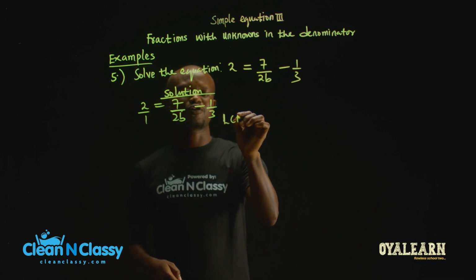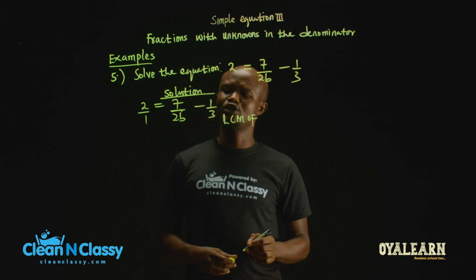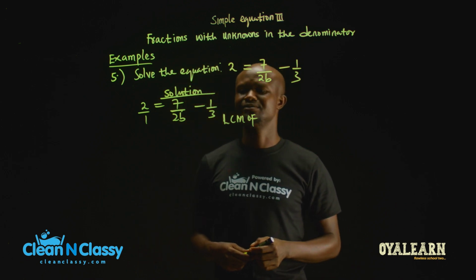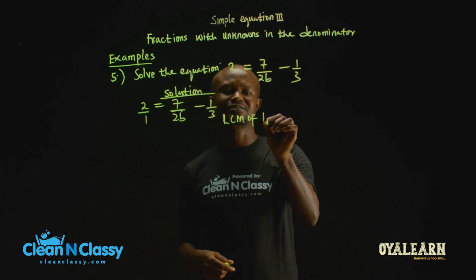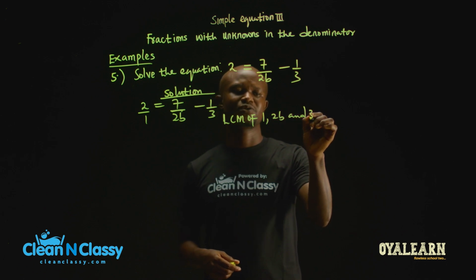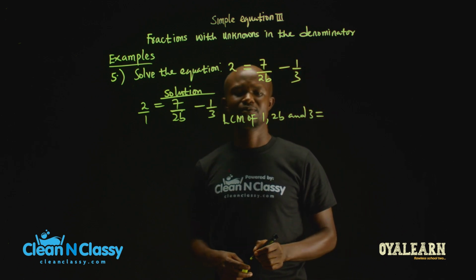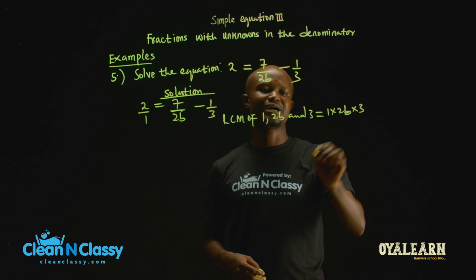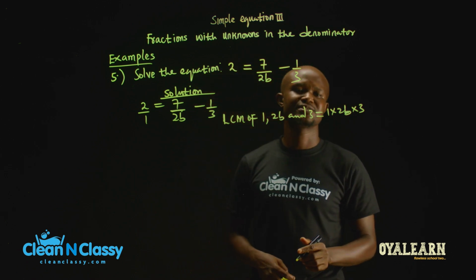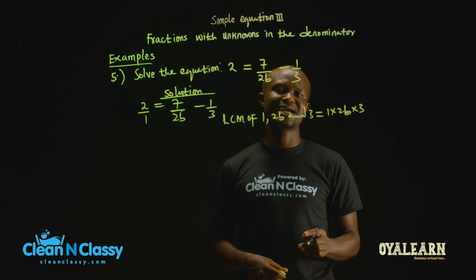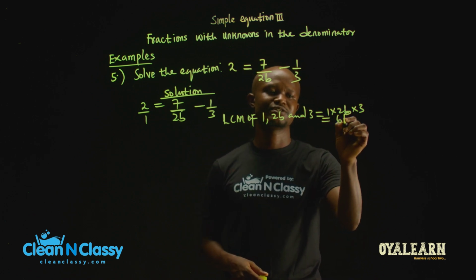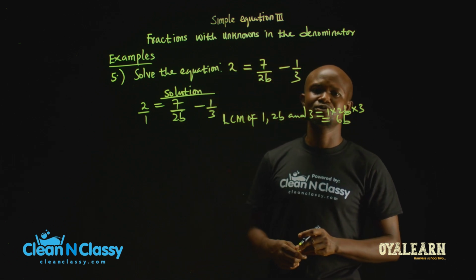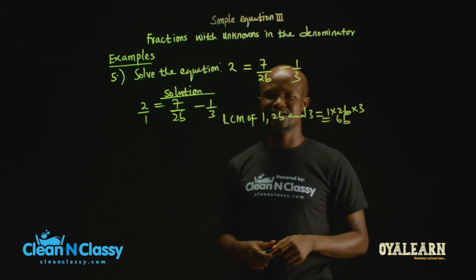So the LCM of the denominators. The denominators are 1, 2b, and 3. The LCM of 1, 2b, and 3 will be equal to 1 times 2b times 3. And this will give us what? 2b times 1 gives us 2b. Then times 3 will give us 6b, while we're having the product of 1, 2b, and 3 as the LCM.